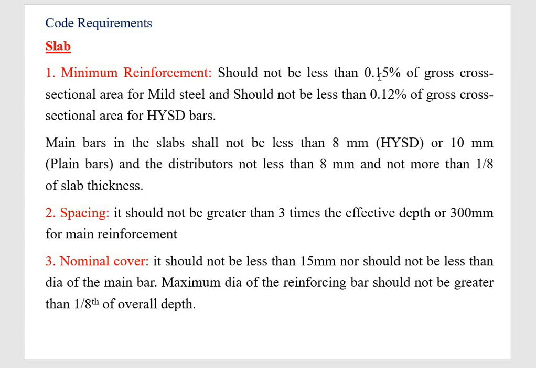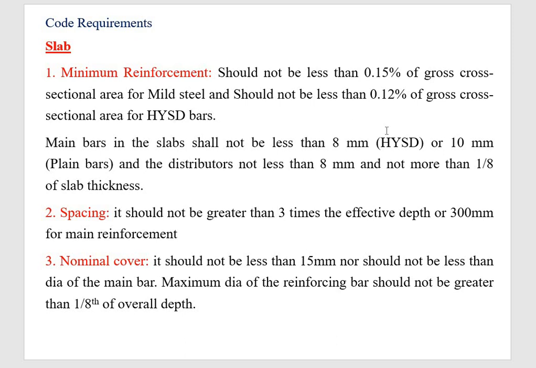HYSD bars are high yield deformed bars. So we have reduced the cross sectional area, and the dia of the bar in the slab should not be less than 8 mm. So just keep it in mind, they have given this in the code book here.